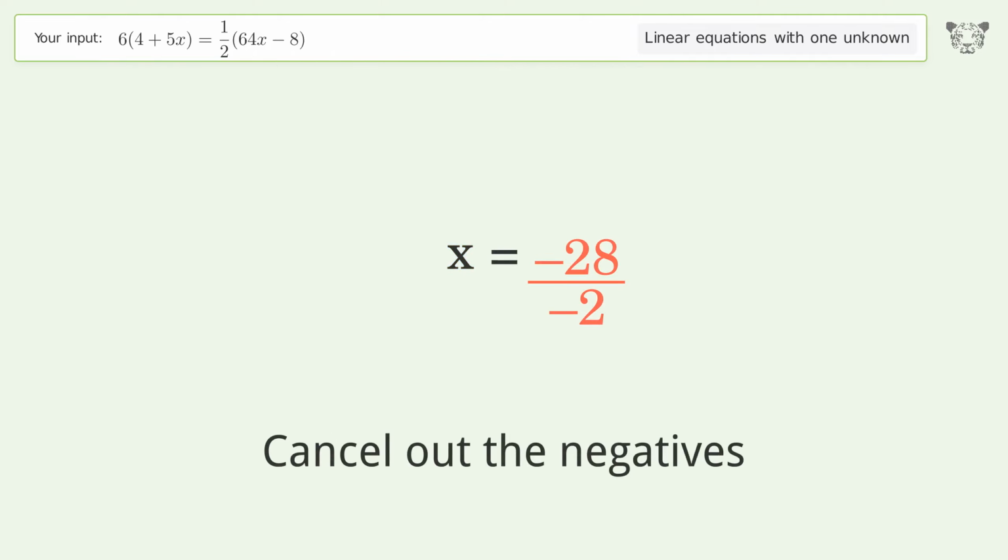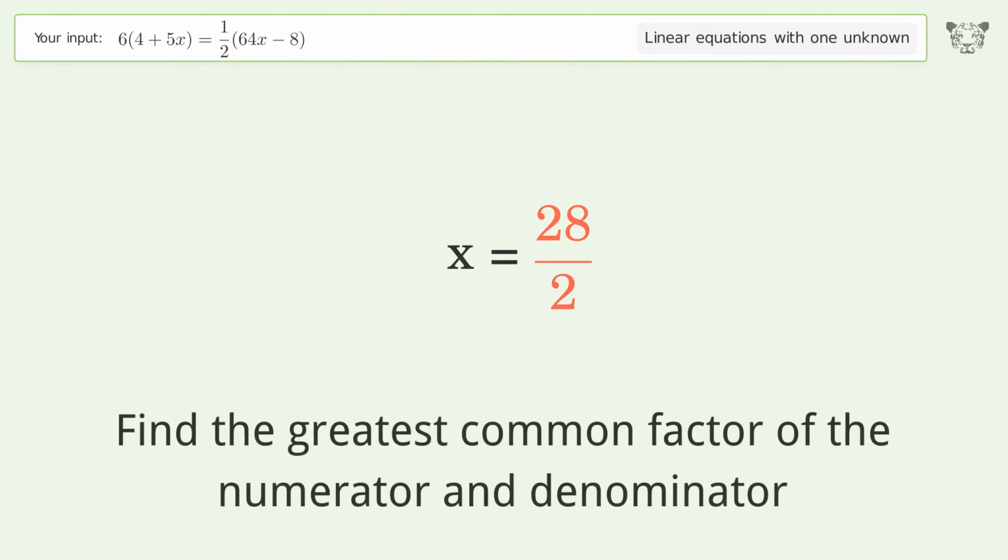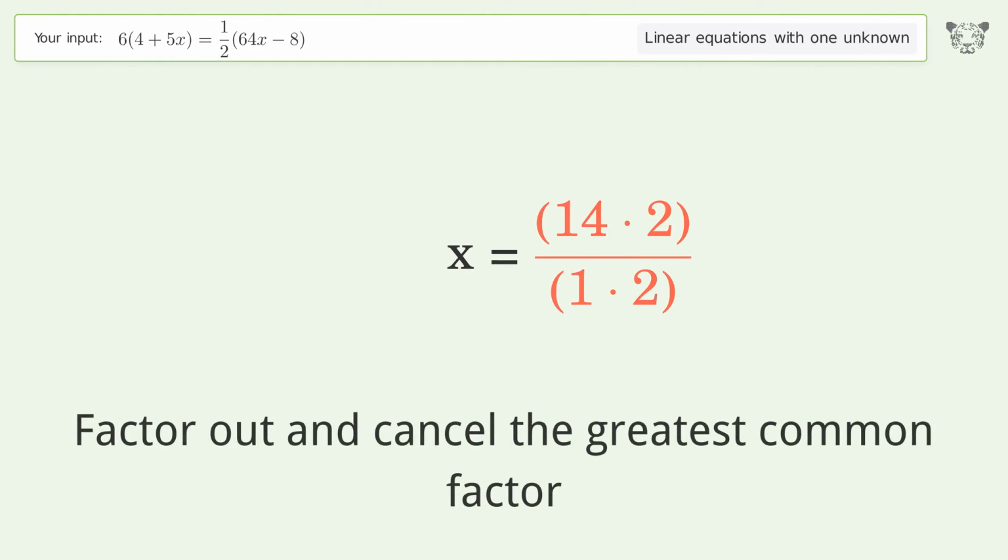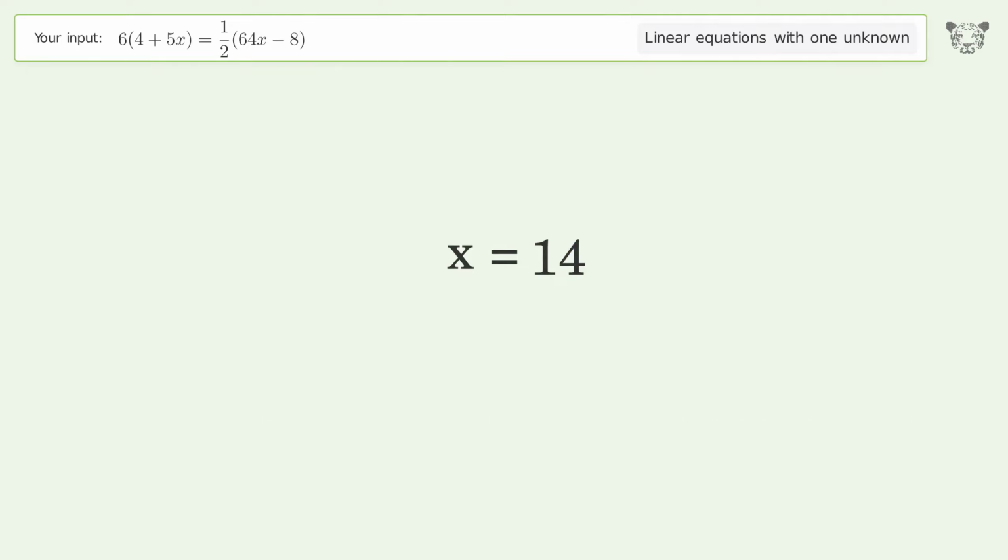Cancel out the negatives. Find the greatest common factor of the numerator and denominator. Factor out and cancel the greatest common factor. And so the final result is x equals 14.